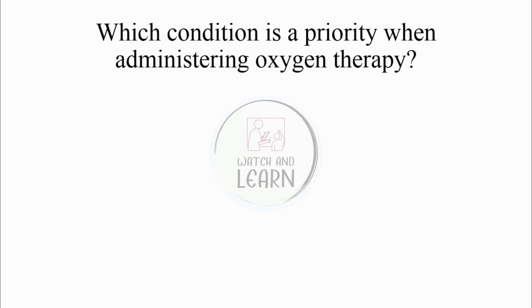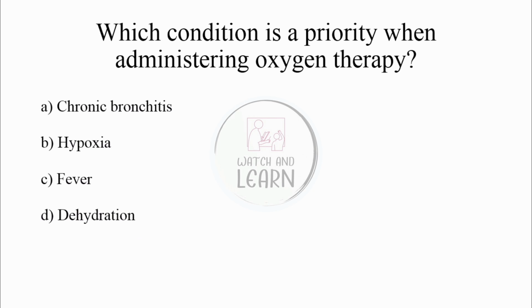Which condition is a priority when administering oxygen therapy? Options are option A chronic bronchitis, option B hypoxia, option C fever, option D dehydration. The right answer is answer B hypoxia.